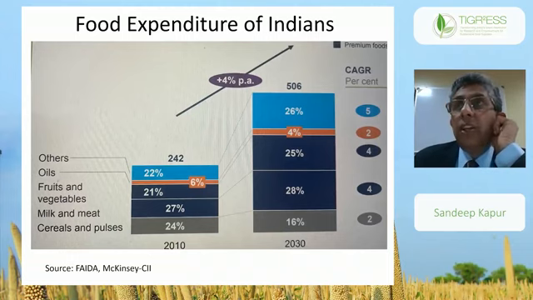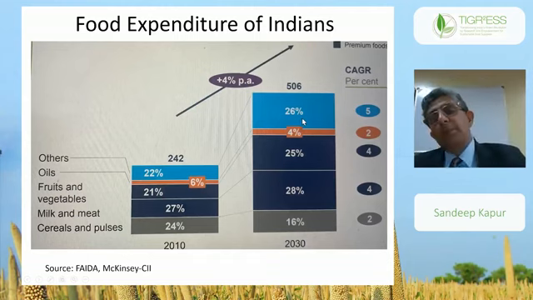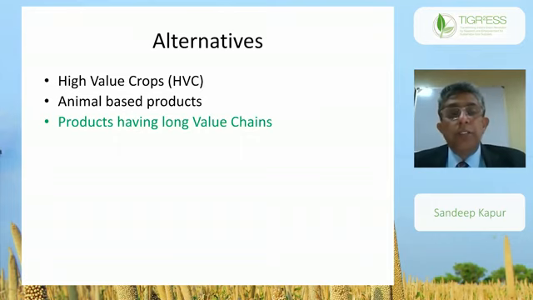Now, a quick look at how the food expenditure of Indians is going to change. In one of the studies conducted by McKinsey CII, fruits and vegetables, followed by milk and milk products, are where we see a major increase. In others, you find a bigger change from 22 to 26%, primarily beverages and salt and other things. So we see a big percentage increase in vegetables, fruits, meat, and milk, whereas growth of pulses and cereal is going to go down. This is what is projected.